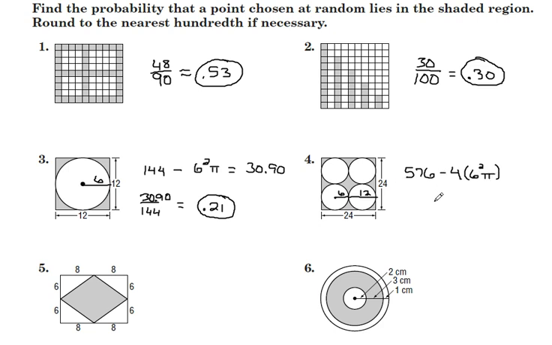If we take 576 minus 4 times pi 6 squared, we get 123.61. Then we need to write that as a ratio over 576. And in the calculator, it'll yield 0.21. So again, a 21% chance of choosing a point in the shaded region.